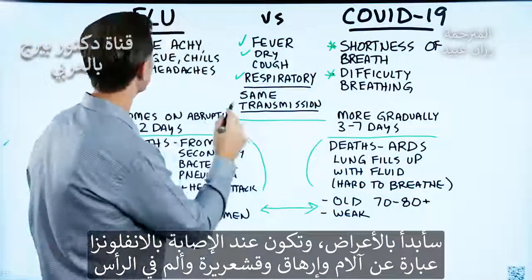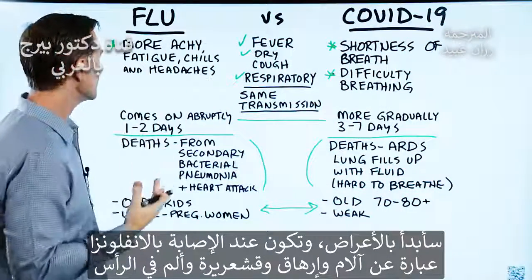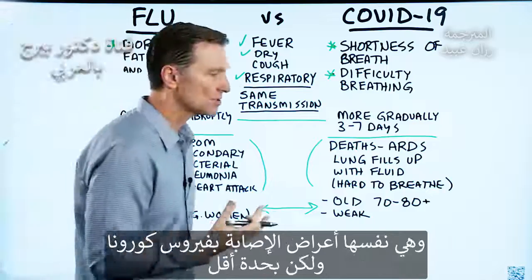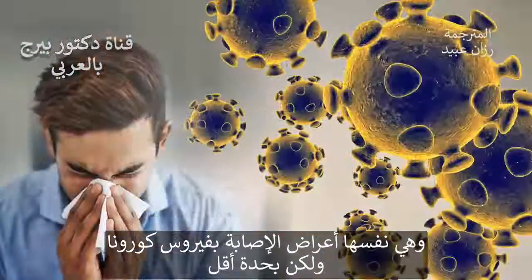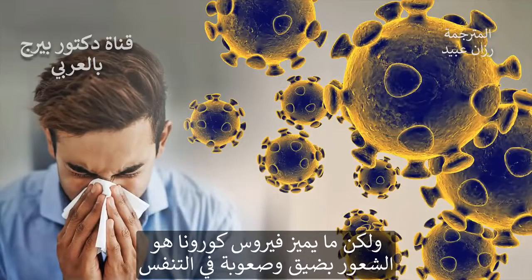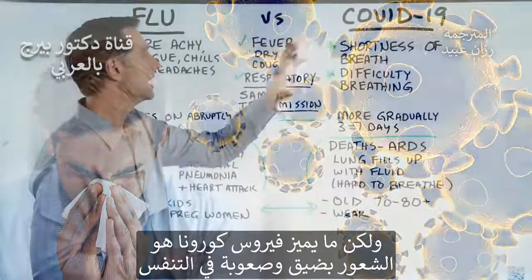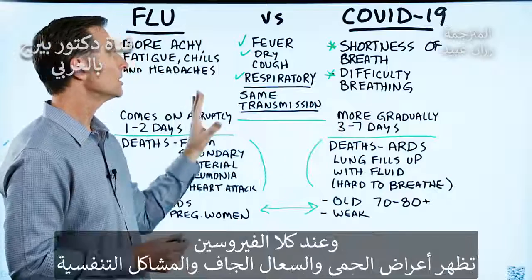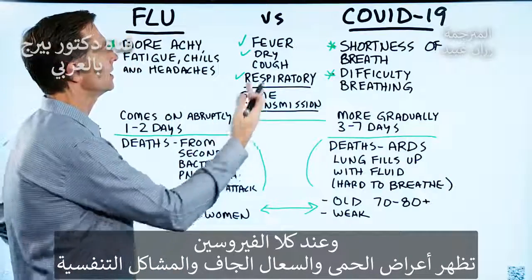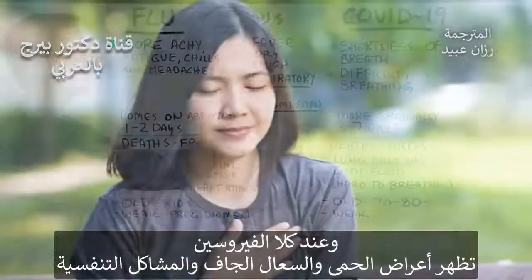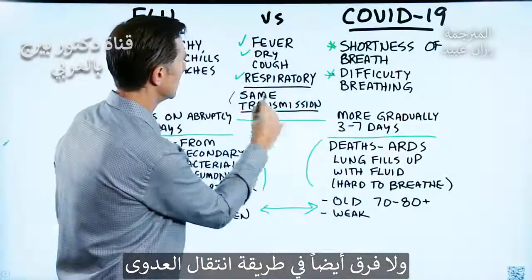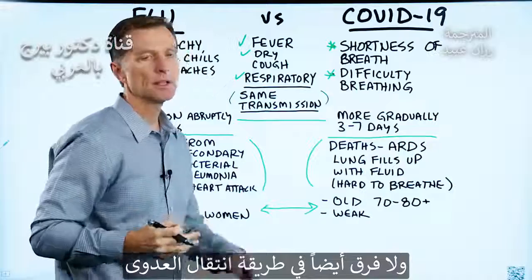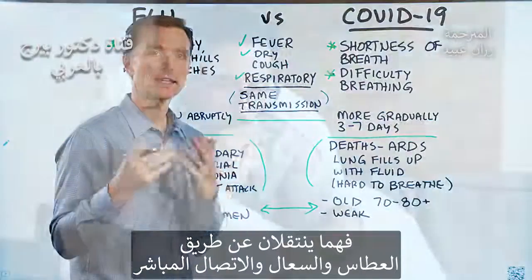With the flu virus, you have more achiness, fatigue, chills, and headaches. Now you're also going to get those symptoms over here too, but not as severe. What's unique about the coronavirus is that you're going to get more shortness of breath and difficulty breathing. Both of these viruses will present with fever, dry cough, respiratory symptoms, and there's no difference between the transmission. It's transmitted the same through sneezing, coughing, and contact.